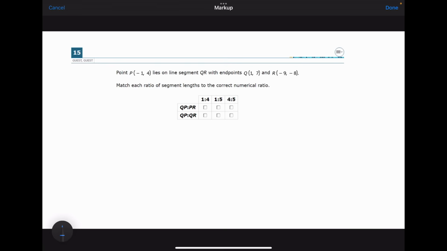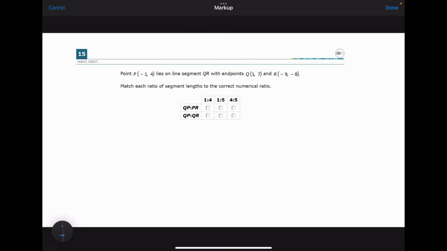We have point P, which is labeled as -1, 4, lying on a segment QR with endpoints of Q (1, 7) and R (-9, -8). And we are going to match each ratio of segment lengths to the corresponding numerical ratio. What this is basically saying is all we need to do is solve for QP, solve for PR, and solve for QR. Specifically the distances between QP, PR, and QR.